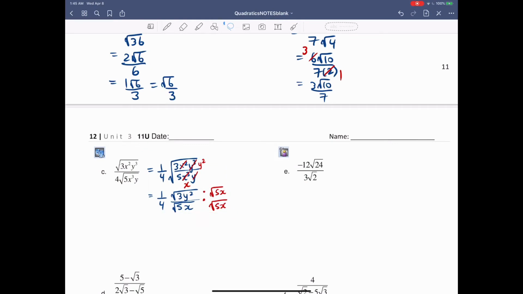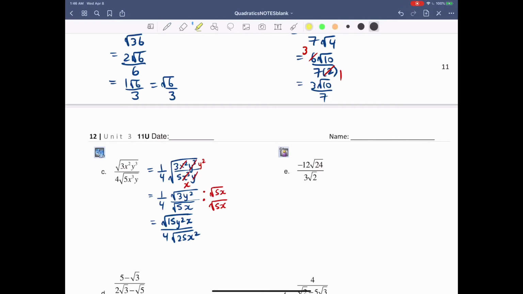Okay, so I have my 1 over 4. I'm going to keep that there and leave it there. So I have the 4 on the bottom there. Okay, 3 times 5 under the square root is 15. And then I have the y squared and then the x. And I have the 5 times 5, which is equal to 25x squared.